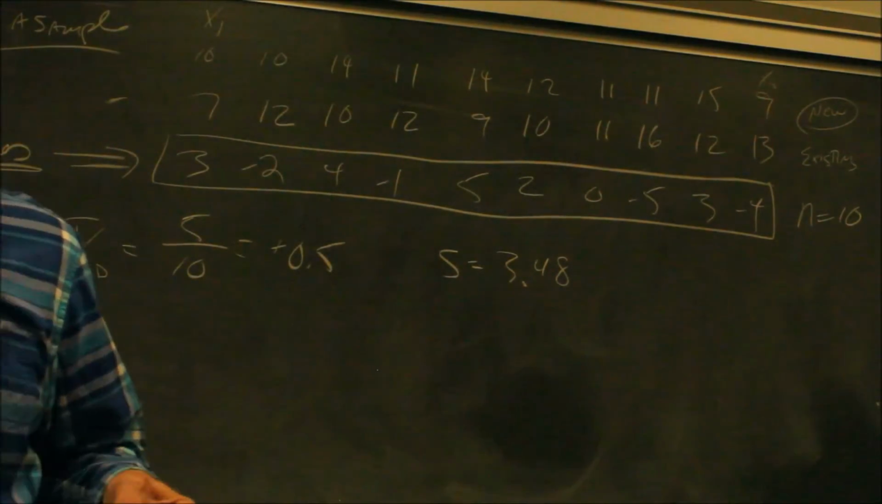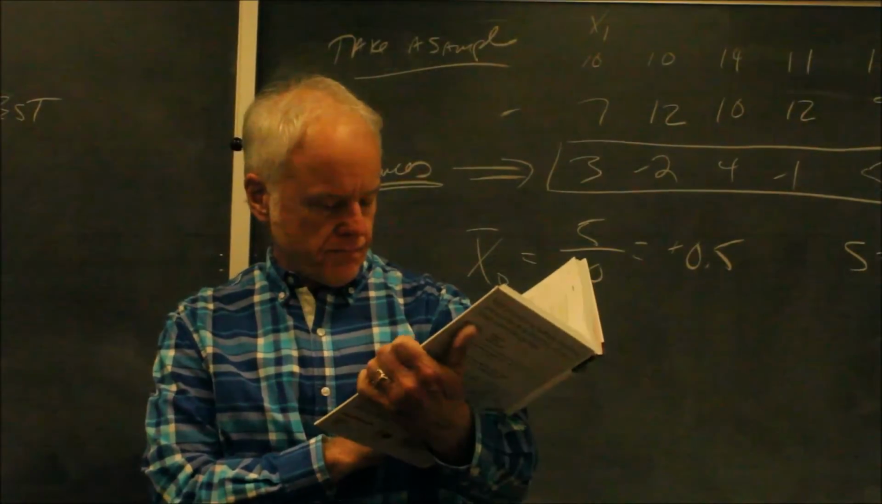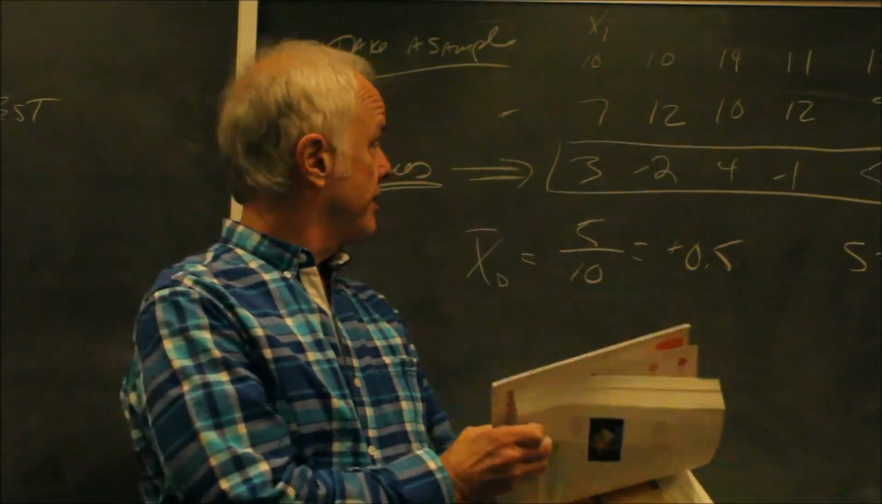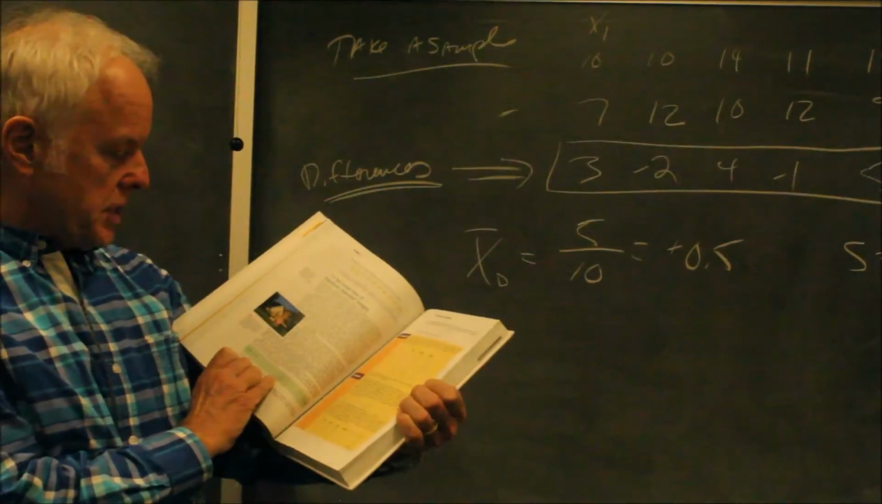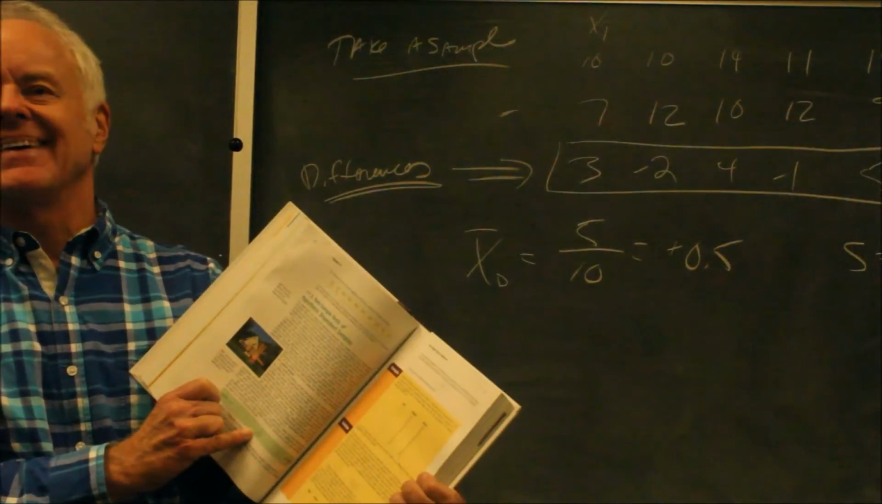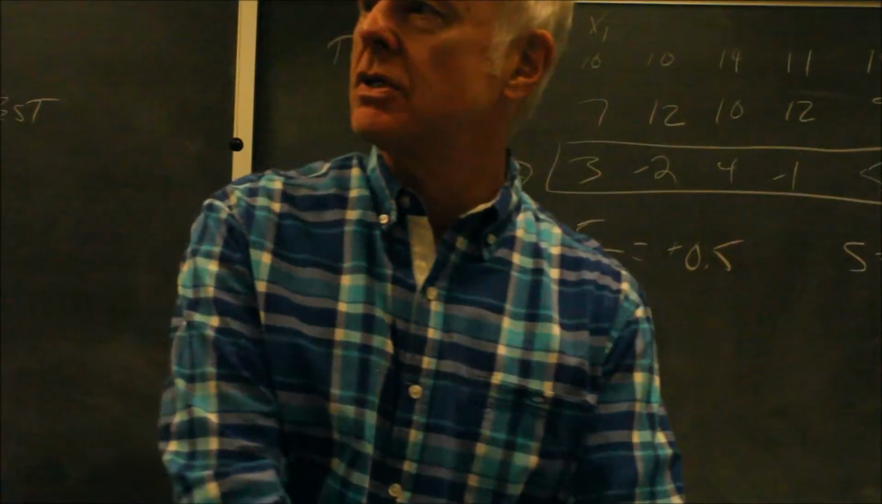See on page 392 in the box 11-9. It says T is equal to D bar divided by S sub D divided by the square root of n. That's the test statistic. We haven't gotten it yet, but that's what the test statistic is going to be.